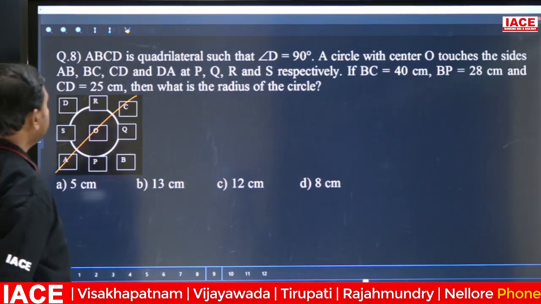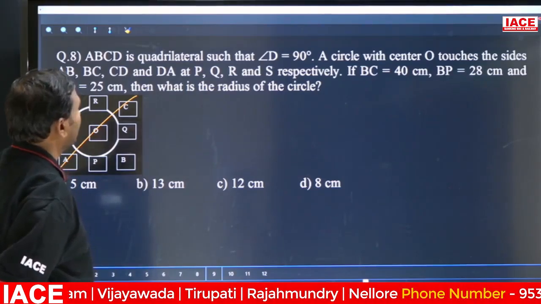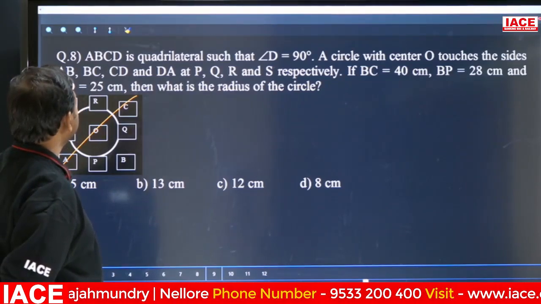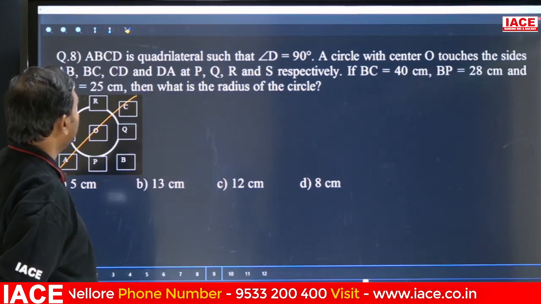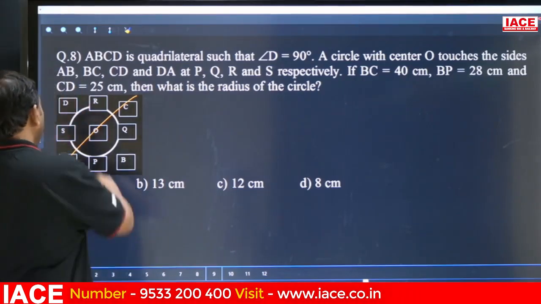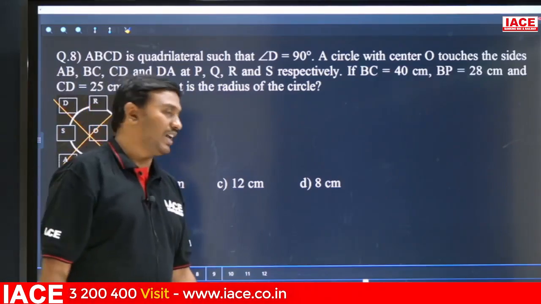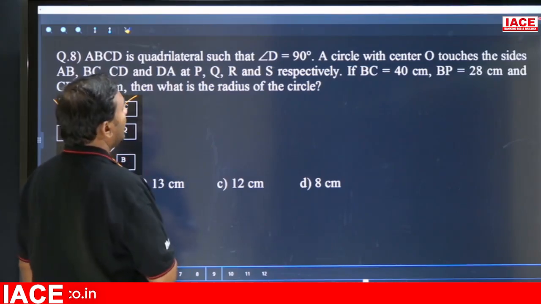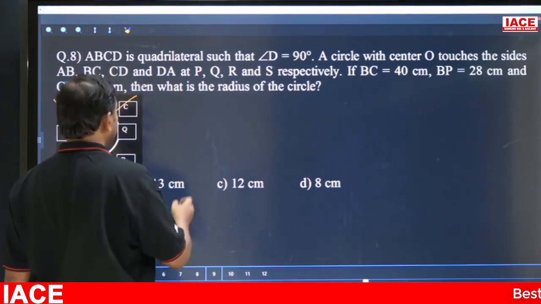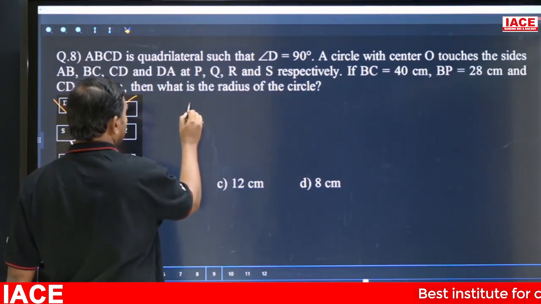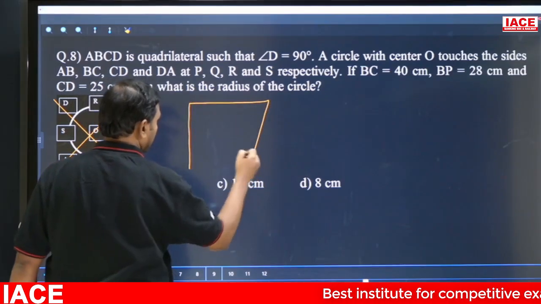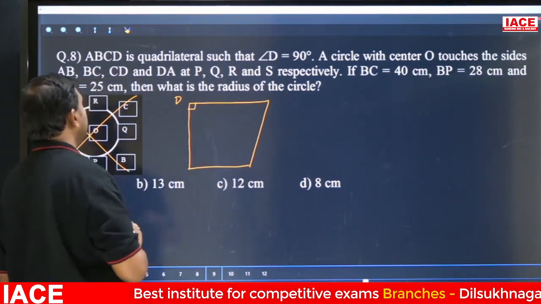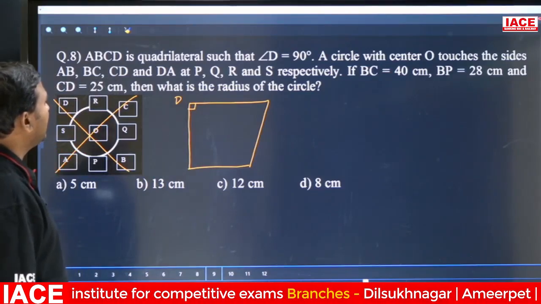ABCD is a quadrilateral such that angle D is 90 degrees. A circle with center O touches the sides AB, BC, CD, DA at P, Q, R, S respectively. Yes, no need of the diagram. We can draw the diagram from the question. Here there is some mistake in the diagram. Angle D is 90 degrees, right? D should be 90 degrees.